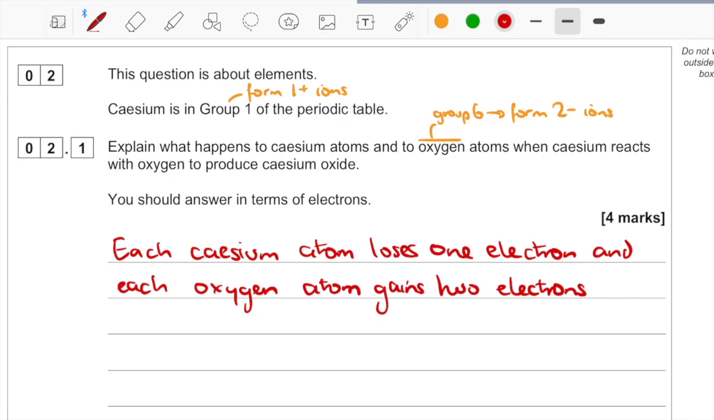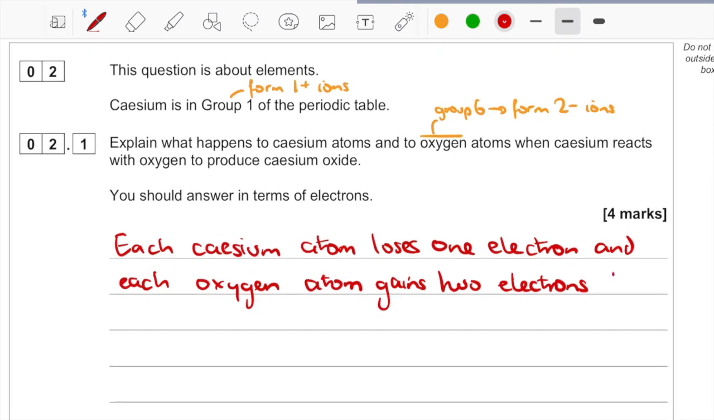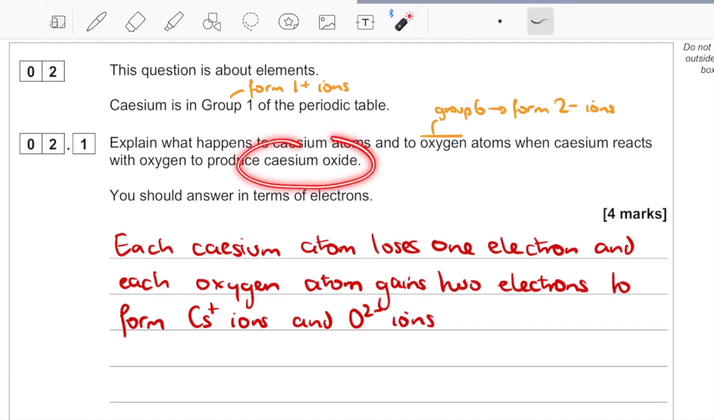Then we could say to form. So what is actually formed here? We form cesium plus ions, sorry, Cs+ ions, and O2- ions. Okay, so we've said that cesium loses 1 electron, each cesium atom. We've said that each oxygen atom gains 2 electrons. We've said what the result of that is. We form Cs+ ions and we form O2- ions. And of course, what we're ultimately making is cesium oxide.